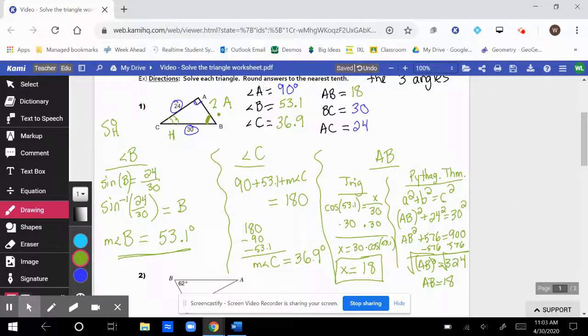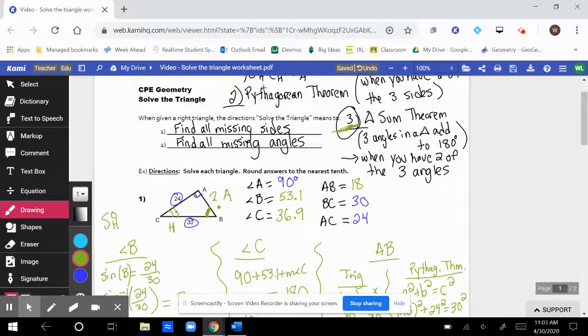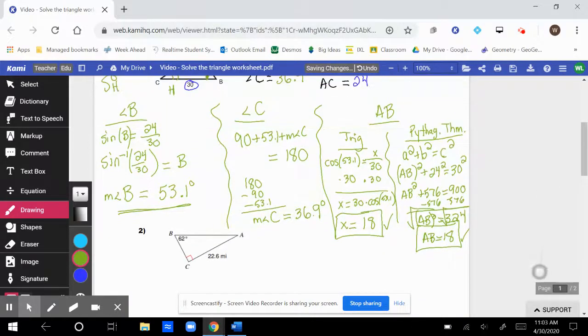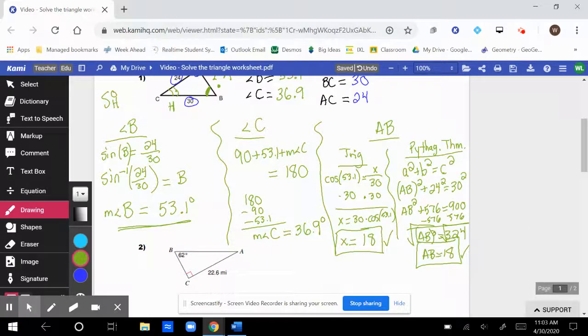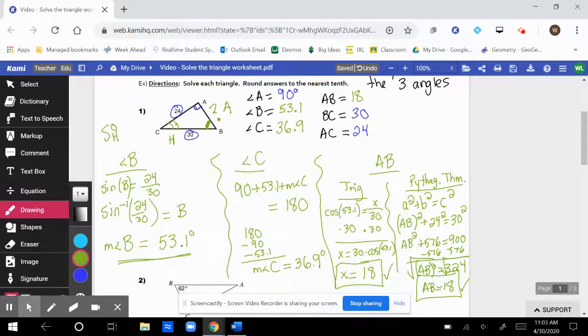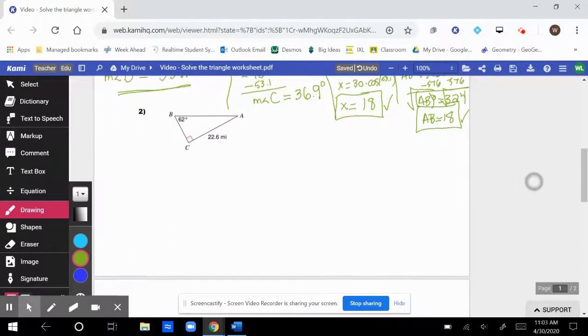Okay, so this kind of just shows you that both methods work. And I think it's really a matter of preference when it comes down to Pythagorean theorem versus trig for a missing side. When it comes down to triangle sum theorem for that angle, definitely easier to use the triangle sum theorem than trig. But as far as that missing side AB, or any missing side, you're going to want to decide what's easier or works better for you.